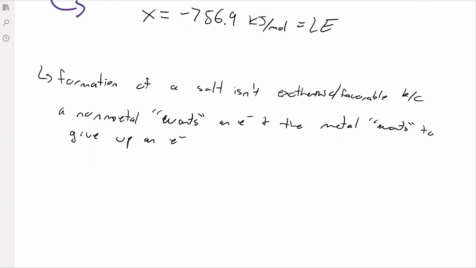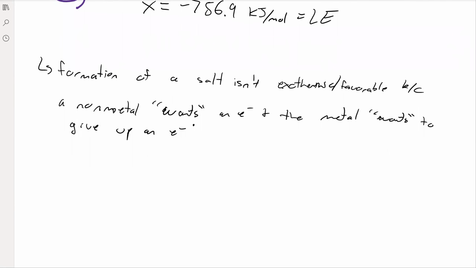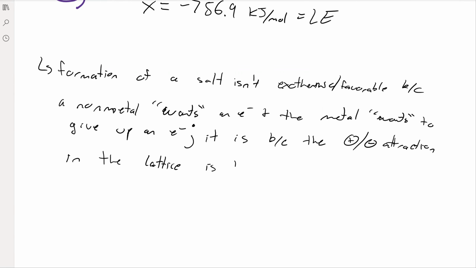That's not why they're favorable. That's not why they're exothermic. It's not because these ions want to gain or lose an electron. It is because of the positive and negative interactions that form in this lattice. So it is because the positive/negative attraction in the lattice is highly stabilizing.